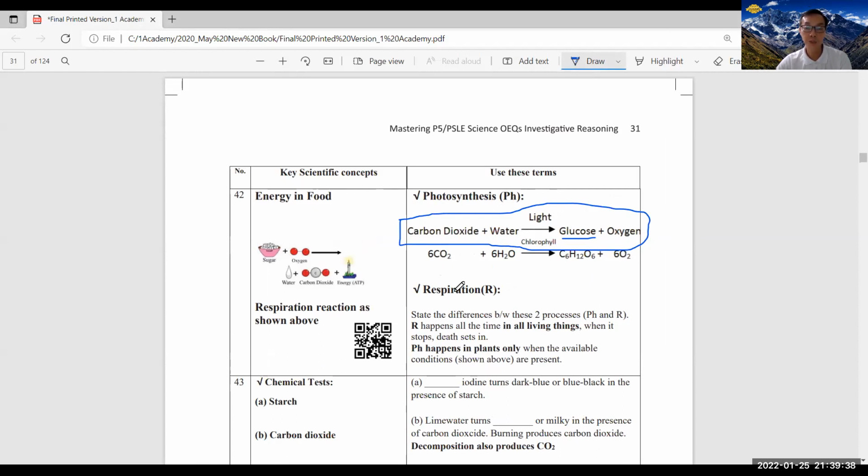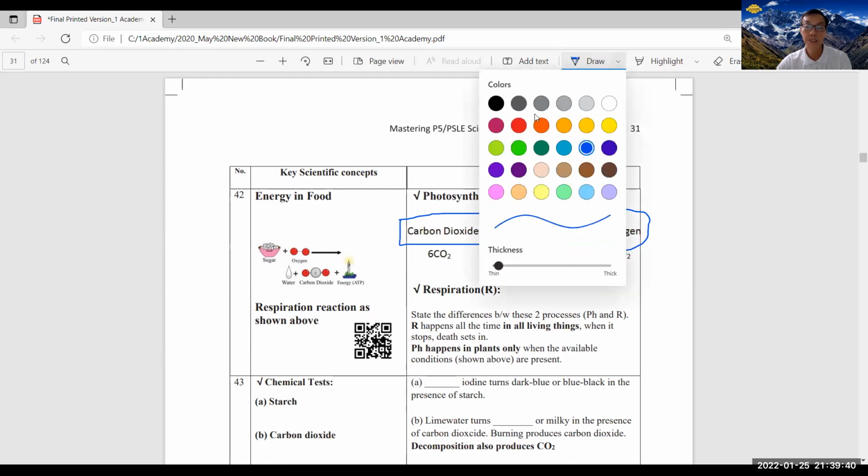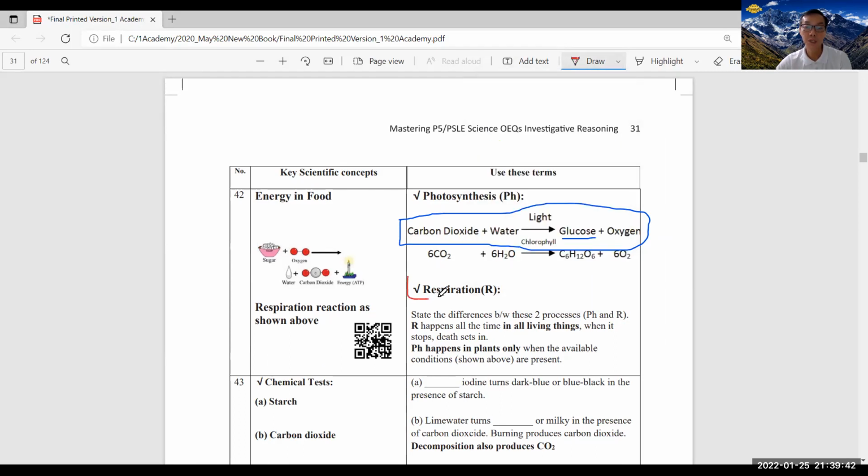And do remember, as I told you, that respiration happens all the time in all living things. So students are also required to know the difference between photosynthesis and respiration. And this is the respiration equation: sugar plus oxygen change to water plus carbon dioxide plus energy. Remember I told the students earlier, respiration happens all the time in all living things. When it stops, death sets in.